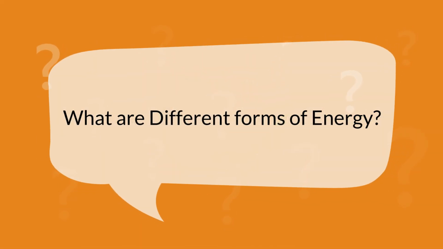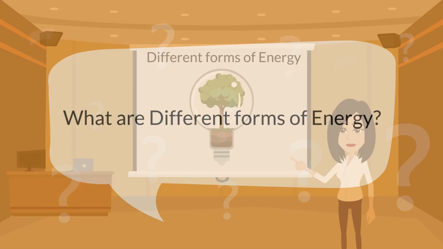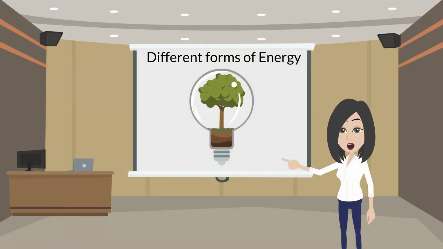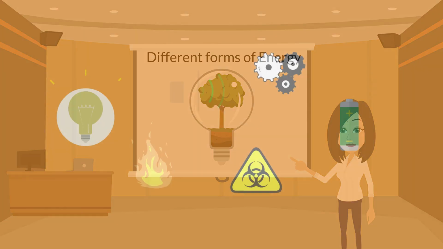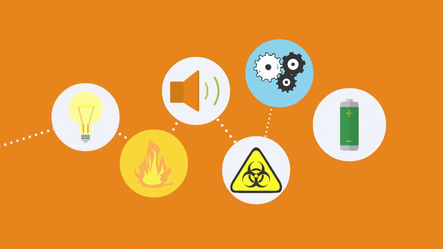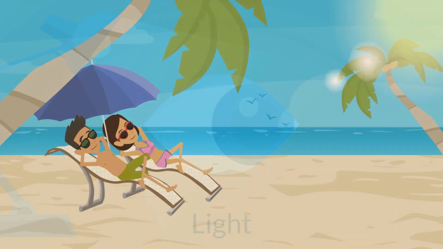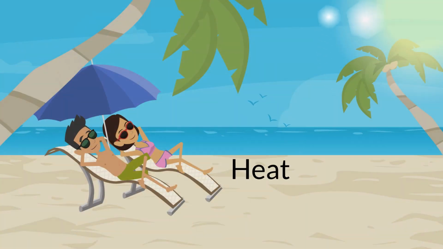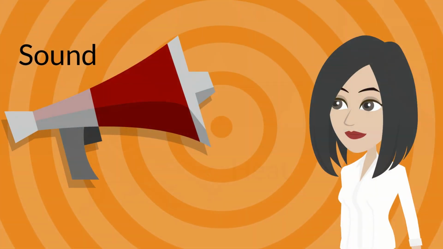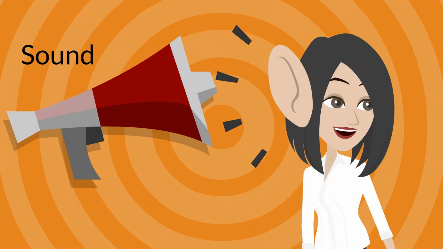What are different forms of energy? Now that we have a good understanding of what energy is, let's look at some forms of energy. Light is a form of energy we can see. Heat is another form of energy that we can feel. Sound is a form of energy we can hear.